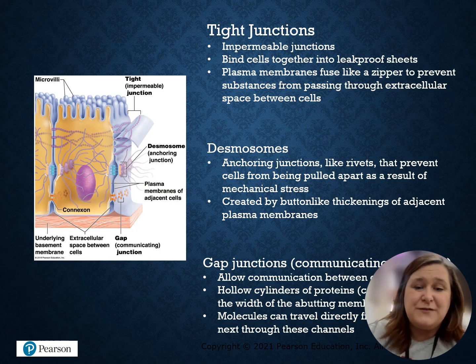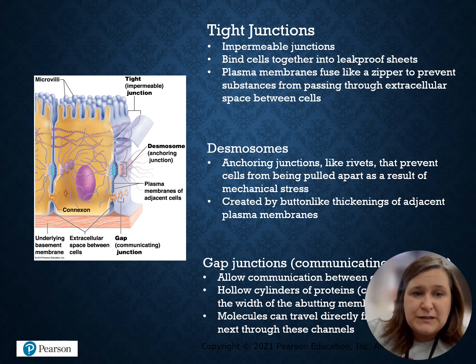Here's a few of the different types of junctions that we can have. We can have tight junctions. These are going to be mostly impenetrable. These are going to bind cells together into leak-proof sheets. So things aren't really going to be going back and forth between them very often. The plasma membranes are going to fuse like a zipper to prevent those substances from passing back and forth through the extracellular space between cells.